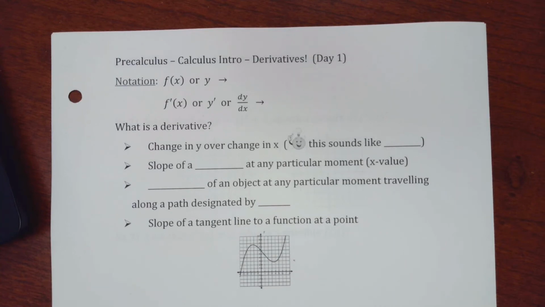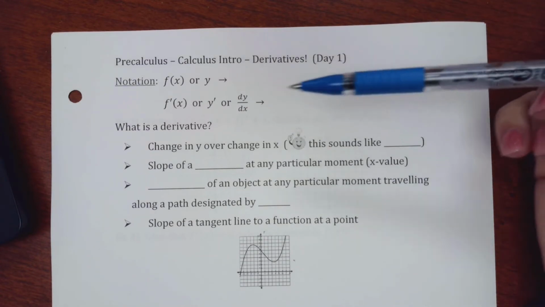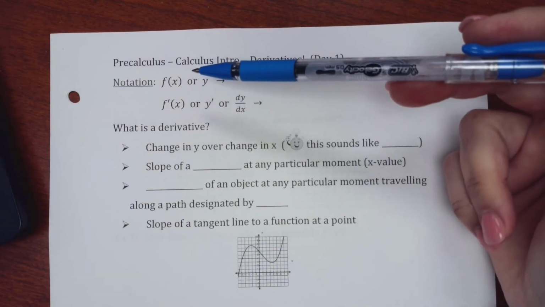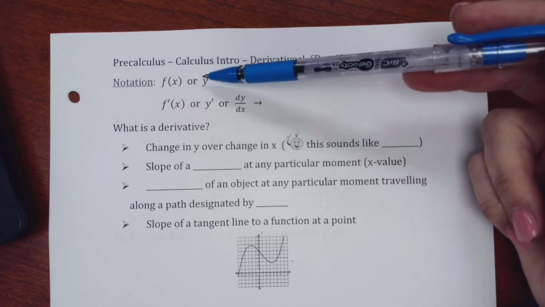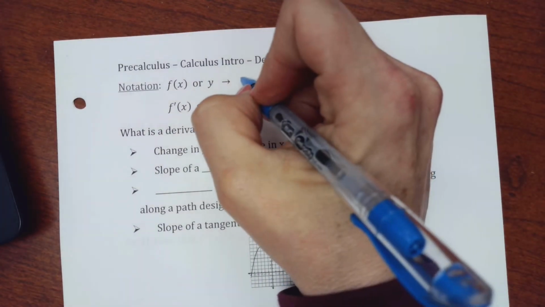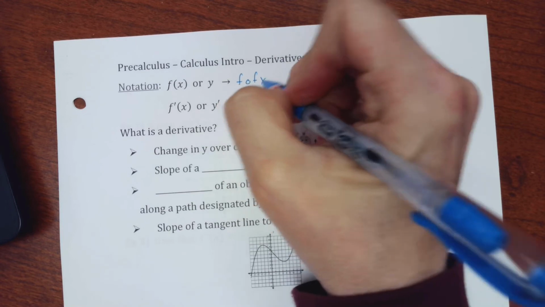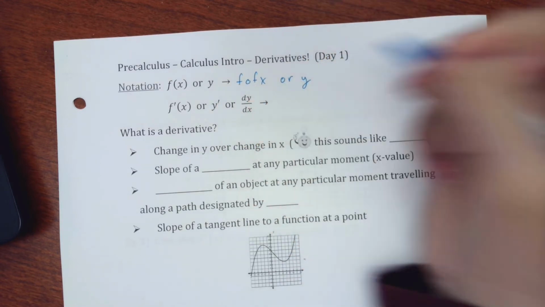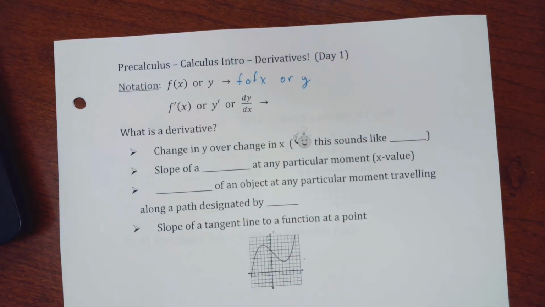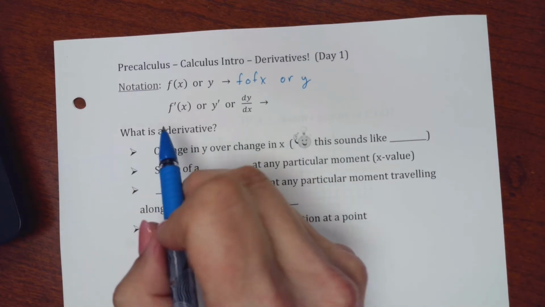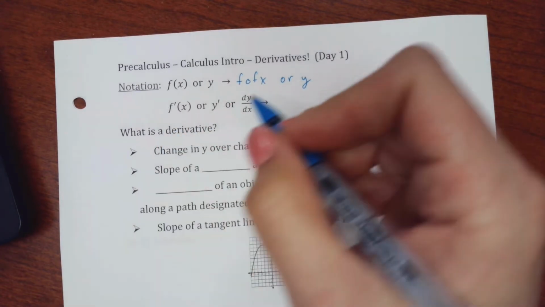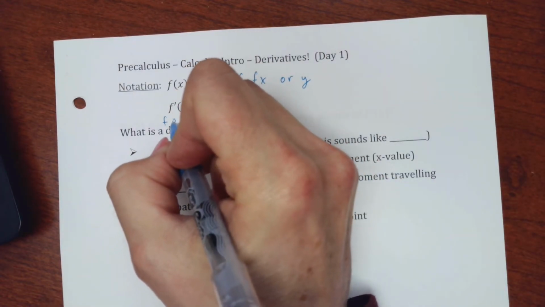Alright, so here we go with introduction to derivatives. So when you have just some notation terminology, when you have f of x or y, the way you say that is f of x, or basically y, that's your function usually. So when you see this notation right here, this is called f prime of x.